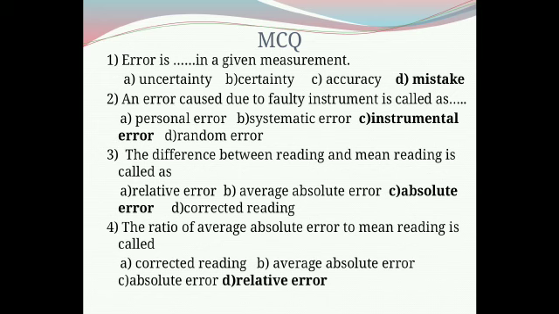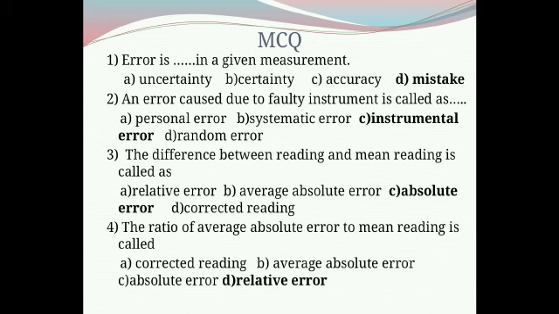Question number 2 is, an error caused due to faulty instrument is called as. Option A is personal error, option B is systematic error, option C is instrumental error, and option D is random error. As we saw, the first type of error is instrumental error, and it is due to the faulty instrument, and therefore the correct option is C, instrumental error.